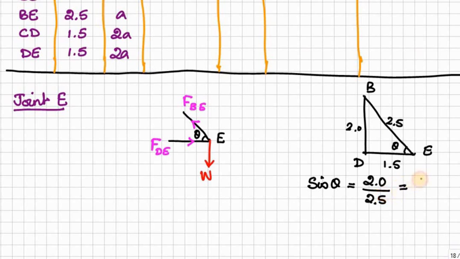Okay, which is equal to 4 divided by 5. Similarly, cos theta is equal to 1.5 divided by 2.5, that is 3 divided by 5. So this value we will use in our expression here.